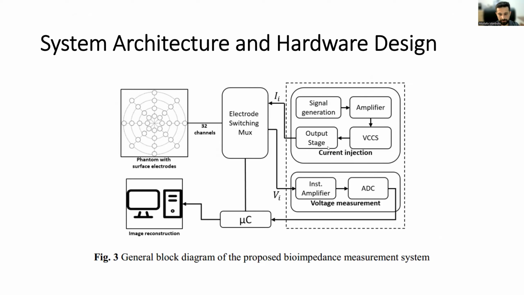Then we have the electrode switching module here. An analog multiplexers dynamically select which electrodes inject currents and which electrodes measure the remaining voltages. And finally, we have the microcontroller unit. Here we used an Arduino Mega to control the switching timing and also communication.